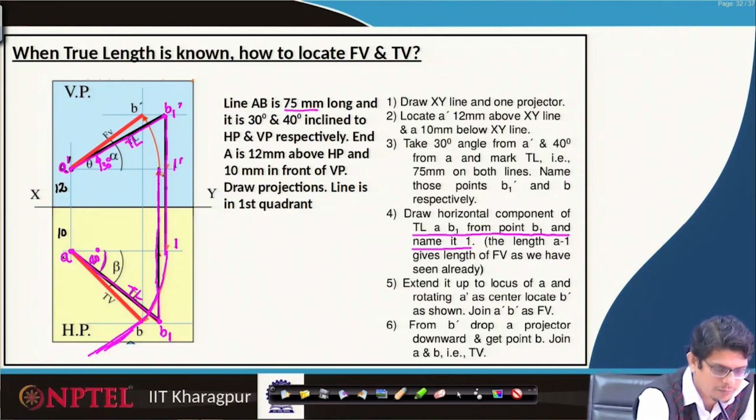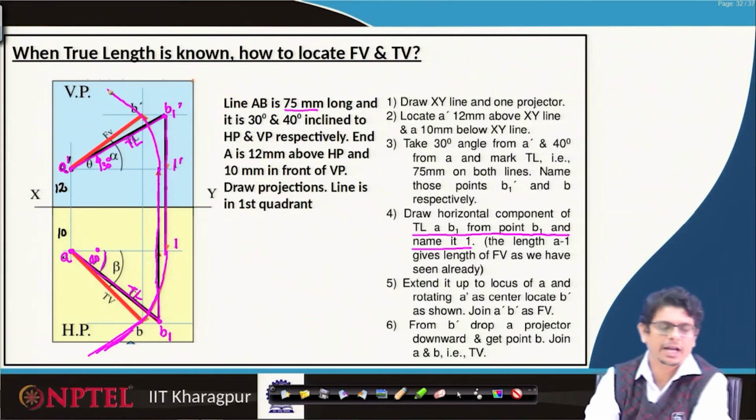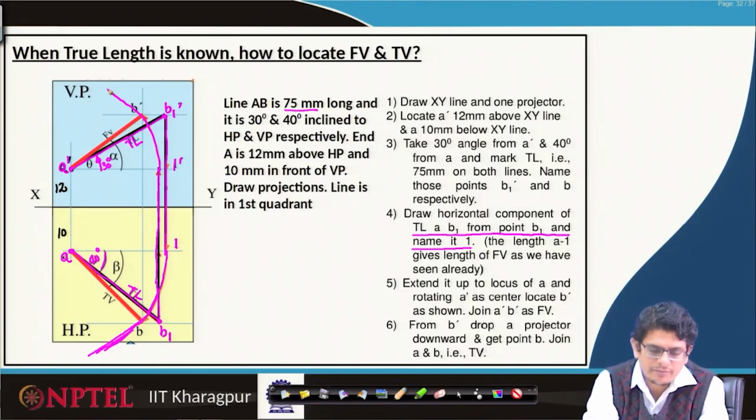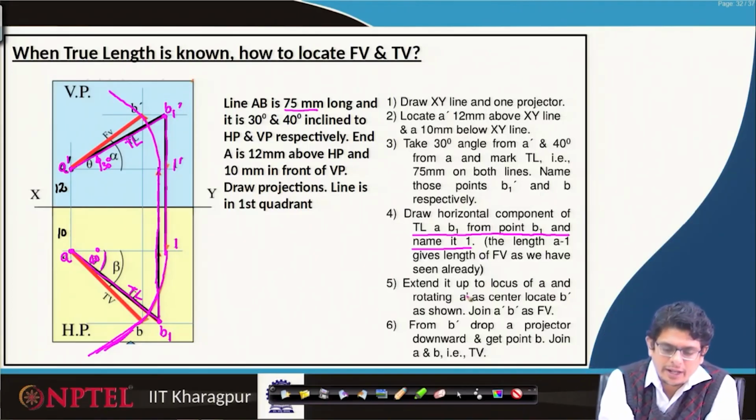Similarly, project this one radially in that direction, so it makes another arc. Extend it up to the locus of A and, rotating with A prime as center, locate B prime as shown. Then join A prime B prime in the front view.